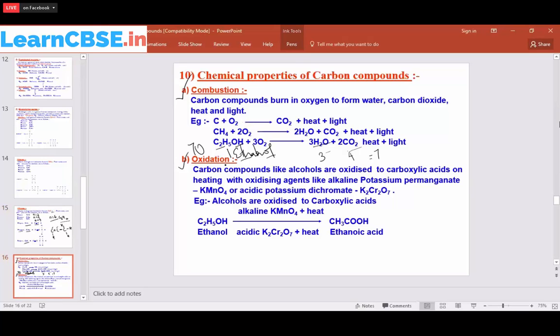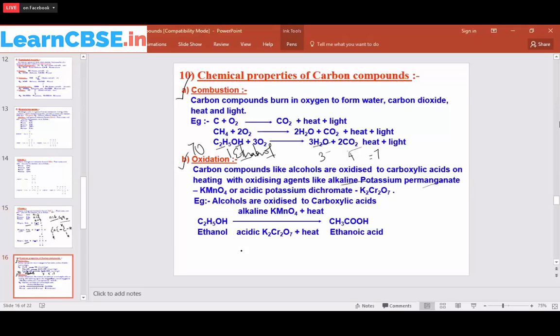Oxidation means we are using some oxidizing agents. For example, alkaline potassium permanganate, the formula is KMnO4. Acidic potassium dichromate, K2Cr2O7. Now these are the two oxidizing agents which supply the oxygen atoms for the reaction.